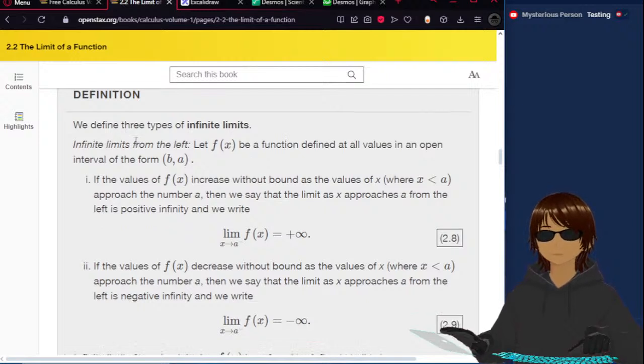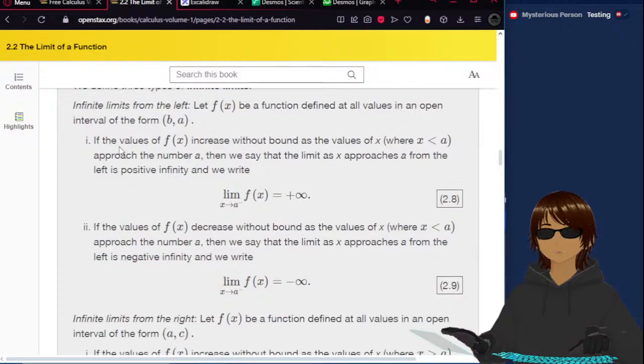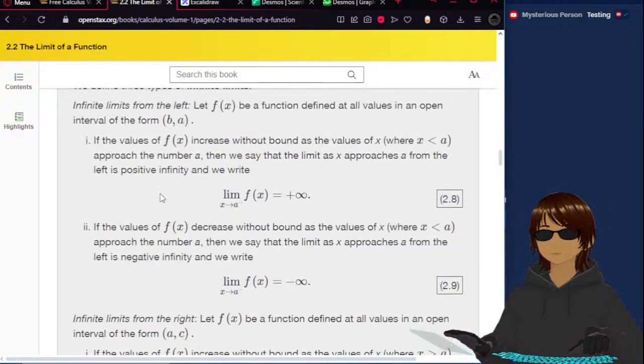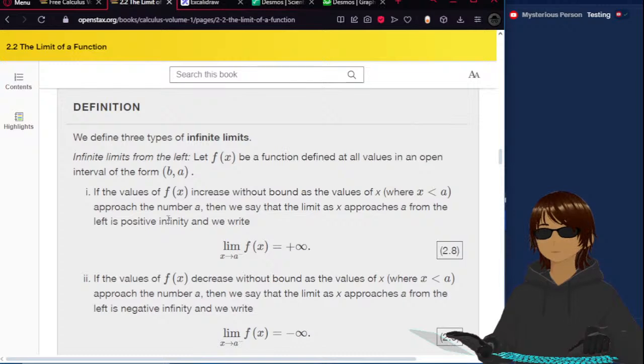We define 3 types of infinite limits: from the left, right, and two-sided. And it could be positive or negative.